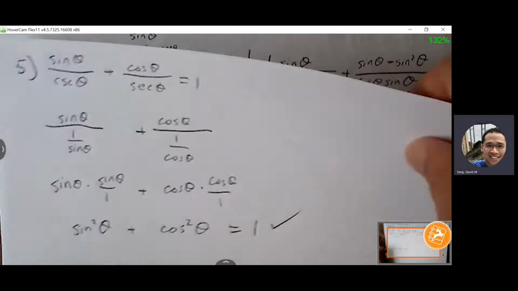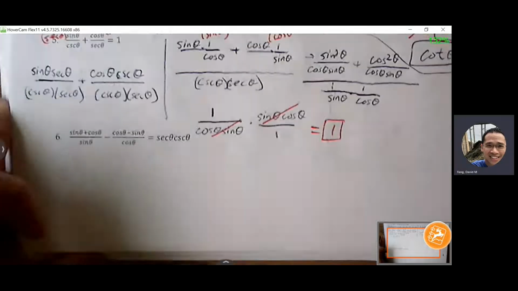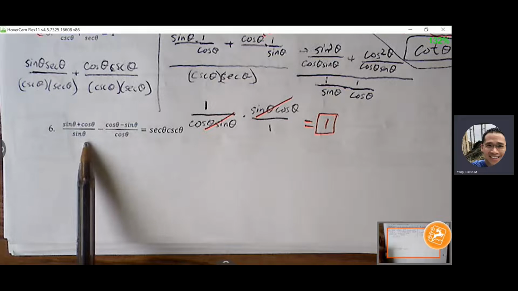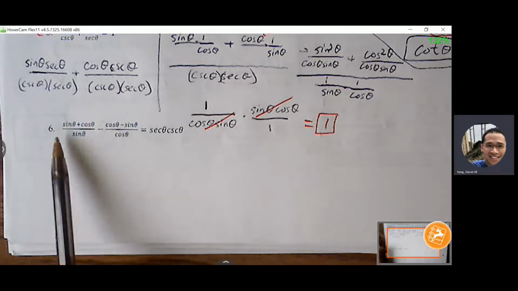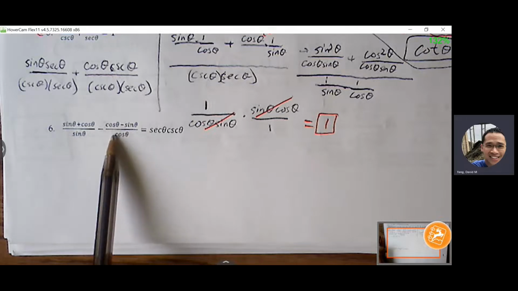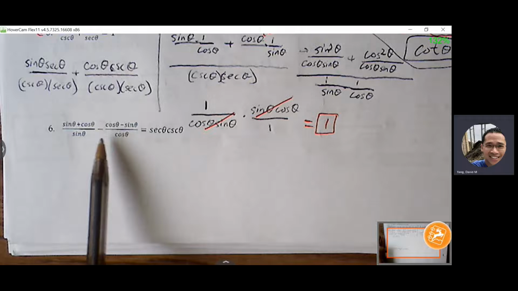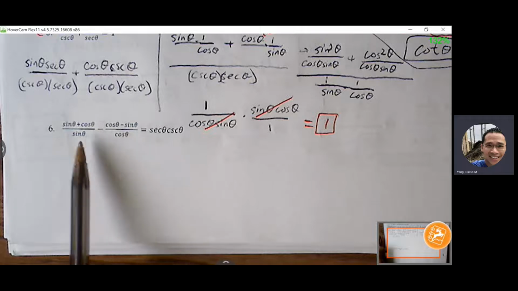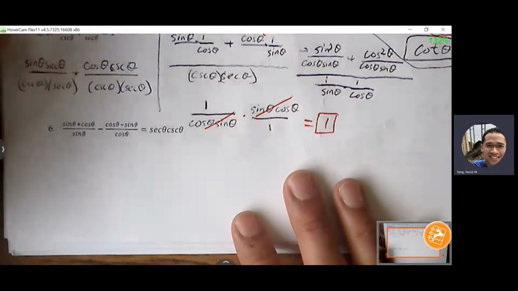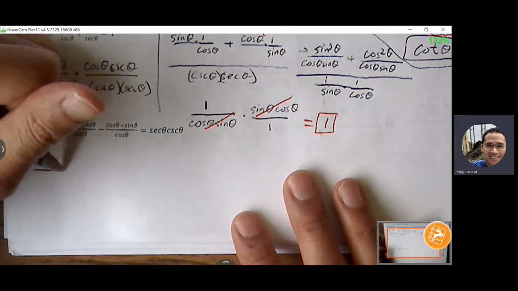Okay, number 6. All right, here, if we try to bring something up or convert, everything isn't already in terms of sine and cosine. So we know that we're pretty much just going to have to find common denominators, right? I don't think there's a shortcut around that. So what's our common denominator for number 6? Sine cosine, okay.